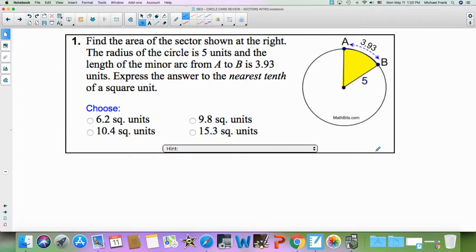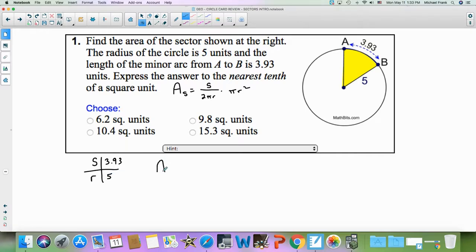Okay, so here we're going to use the formula which states the area of the sector is going to be the length of the arc over the whole circumference, which is 2 pi r. And I'm going to multiply that times the area of the circle, which is pi r squared. Well, again, I'm going to work down here. I need my arc length and the radius. That's it. Well, the arc length is 3.93, and the radius is 5.